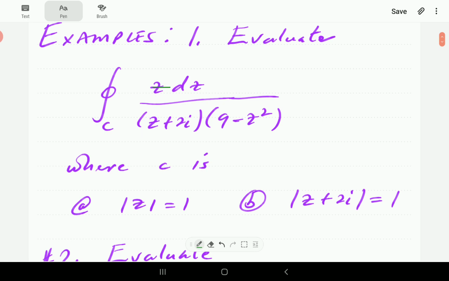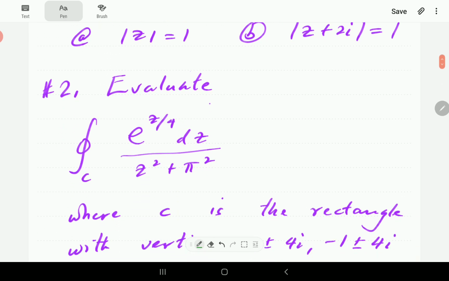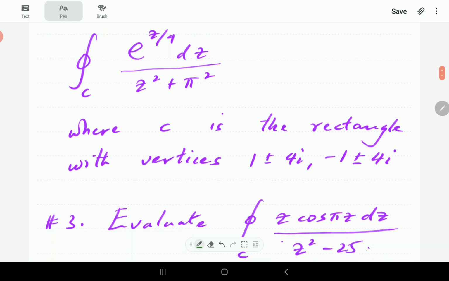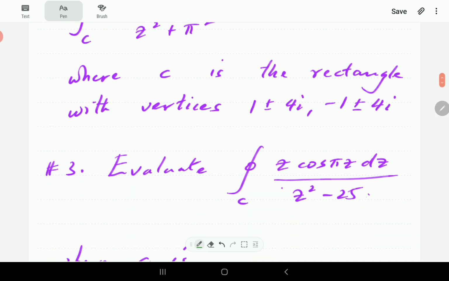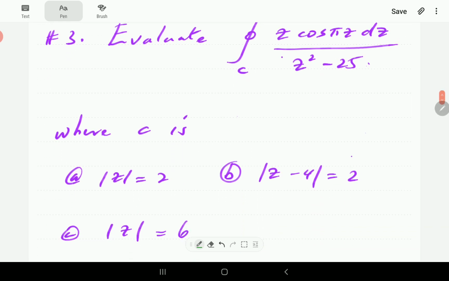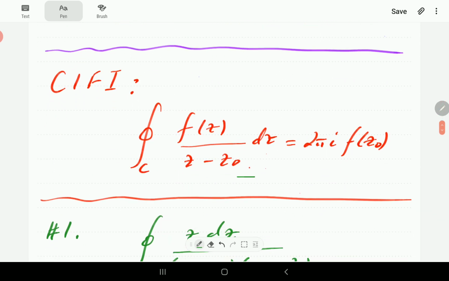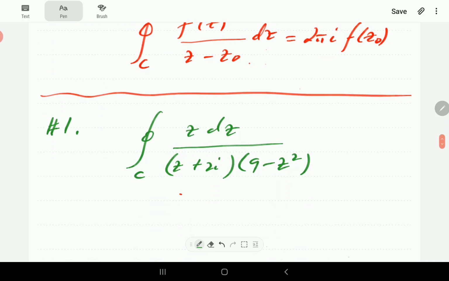In the first one, we're integrating this, and these are our two closed contours. In the second one, it's our integral, and that is our closed contour. The third one, we're going to give you an opportunity to try first before you look at our answer. That is the integral. These are the three closed contours. So this is the statement of Cauchy's first integral formula. Let's have a look at the first integral.